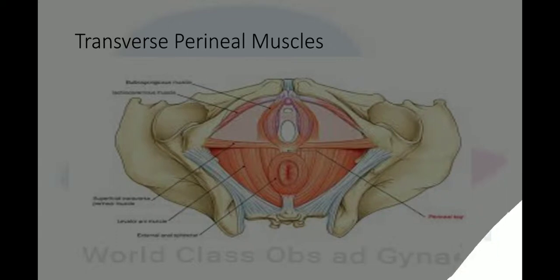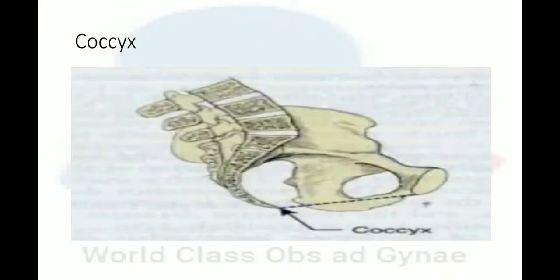Next comes the coccyx. Now I will assess the mobility of the sacrococcygeal joint, which is determined by pressing firmly on the coccyx with the tip of the finger. Normally the coccyx is mobile.